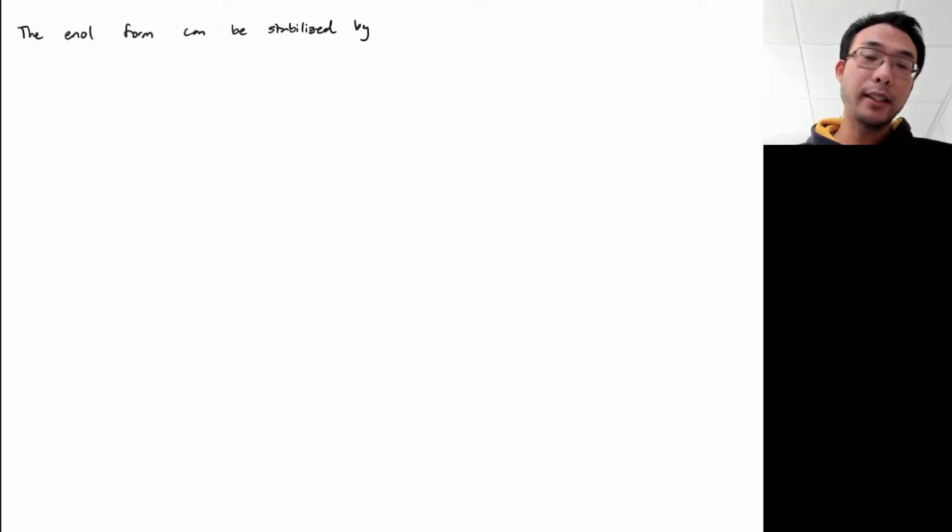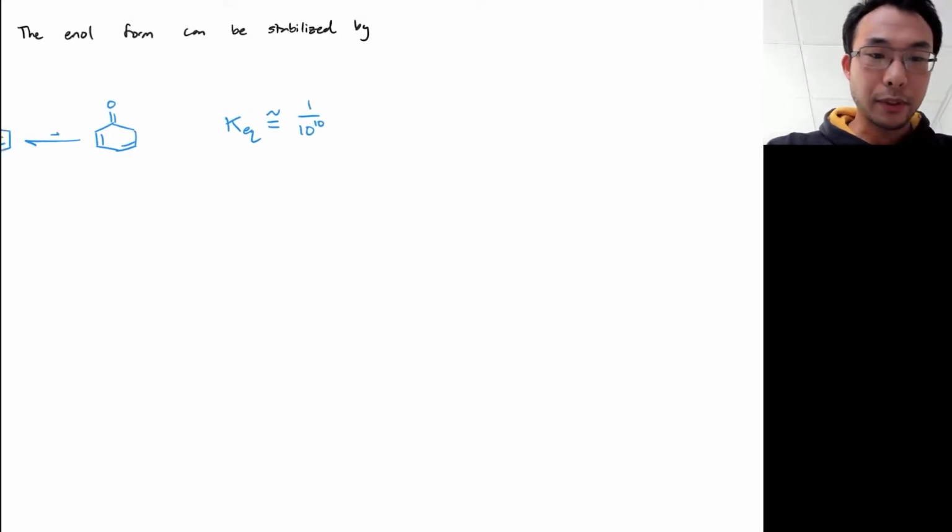As you might expect, the enol form is not always the disfavored tautomer. There's all sorts of factors that can swing that balance in the equilibrium. We'll look at some of those now.